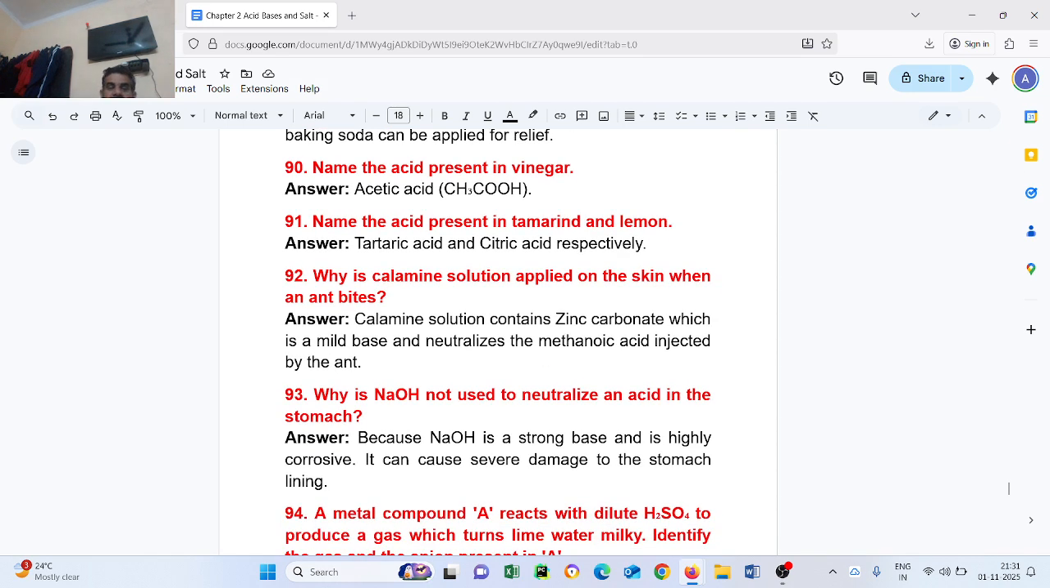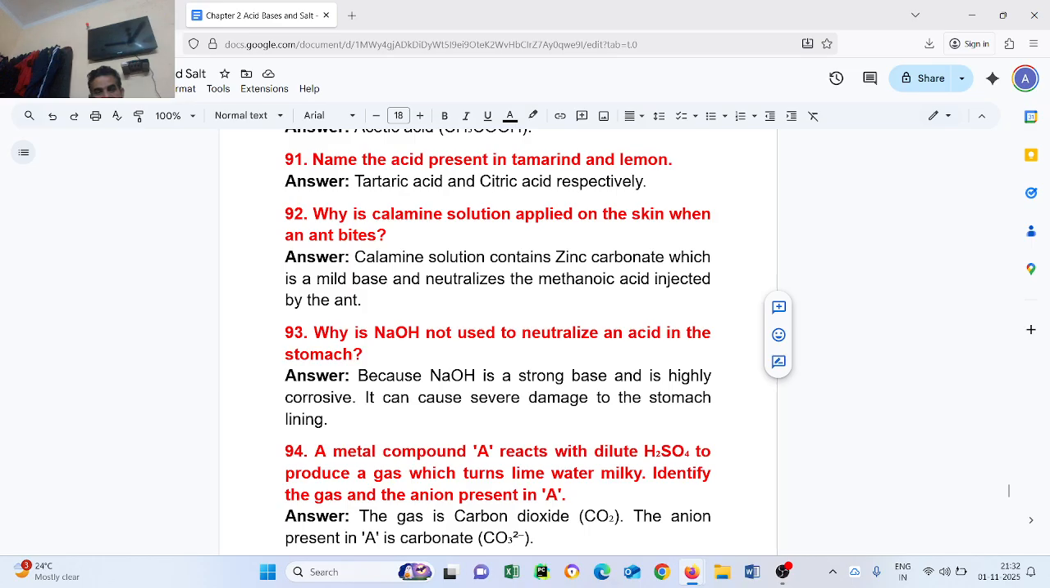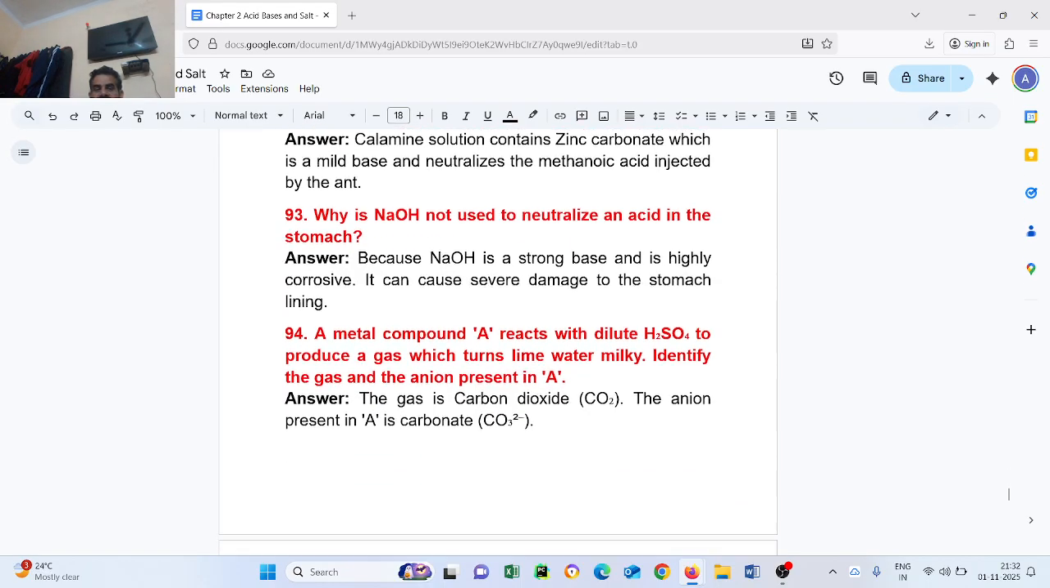Question number 93. Why is NaOH not used to neutralize an acid in the stomach? Because NaOH is a strong base and it is highly corrosive. It can cause severe damage to the stomach lining.